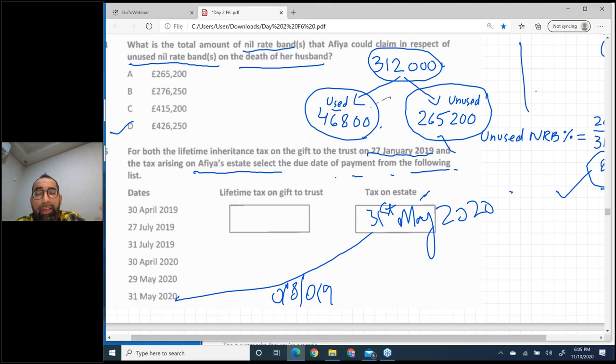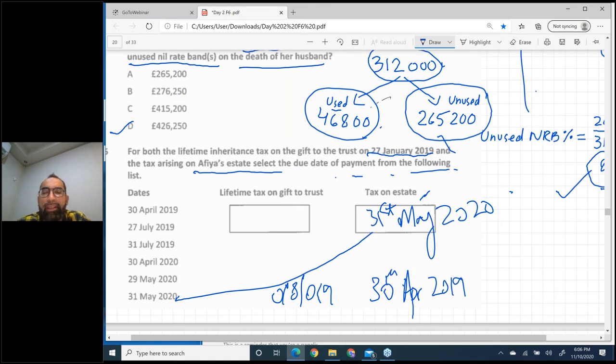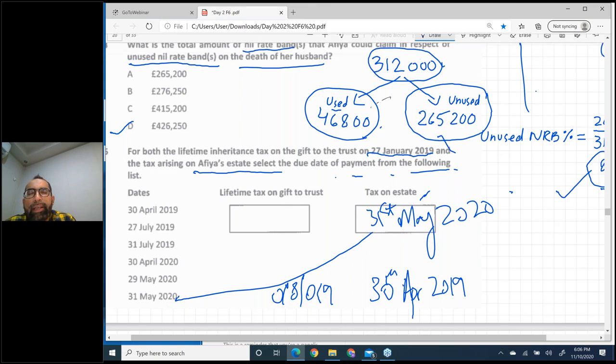Now let me tell you the first date. The first due date is 30th April following the end of the tax year in which the gift arises. The gift arises in 2018/19, and after that tax year the 30th April comes, which is 30th April 2019. So keep this date in mind: 30th April 2019.